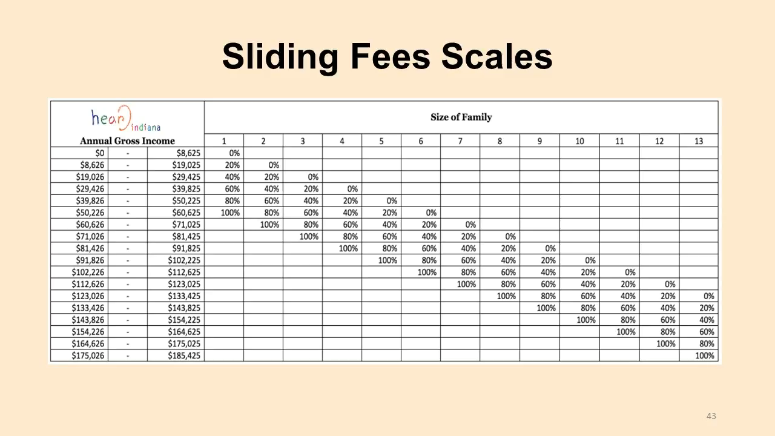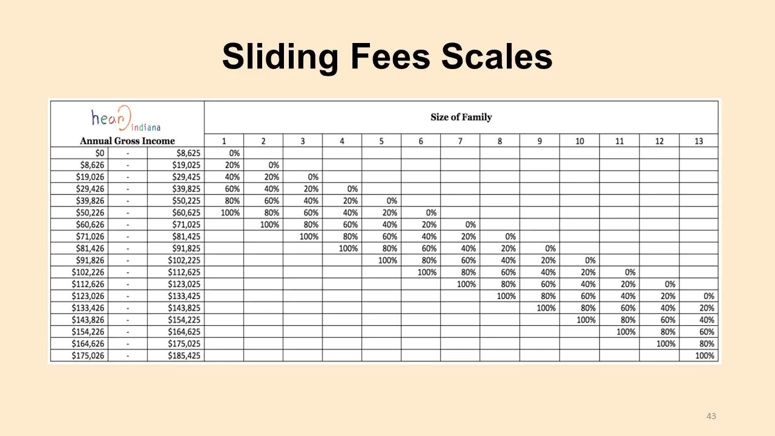If your income is, let's say, $30,000, we have to go down the chart on the left: more than 0, more than 8,000, more than 19,000, more than 29,000. We're at 30,000, so that will be the row 29,426 to 39,825. On that row, there are 2 people in our house, so we slide to the right, 2 people in the household. Our fee rate is 40%. Whatever the total price is for the fee, we pay only 40%. We don't have to pay 100%, we pay only 40%.